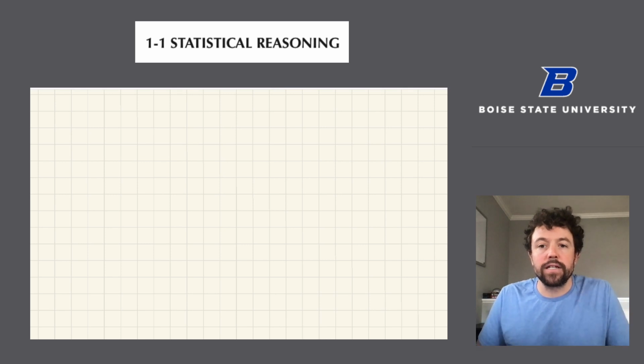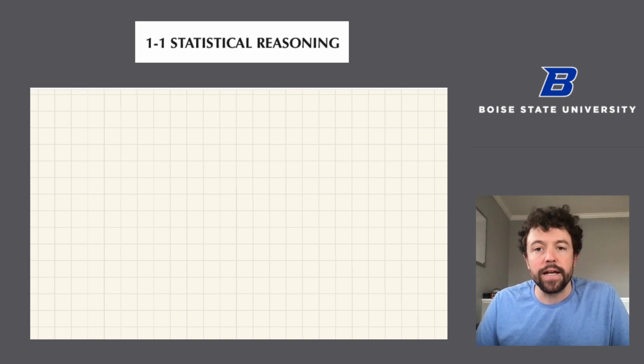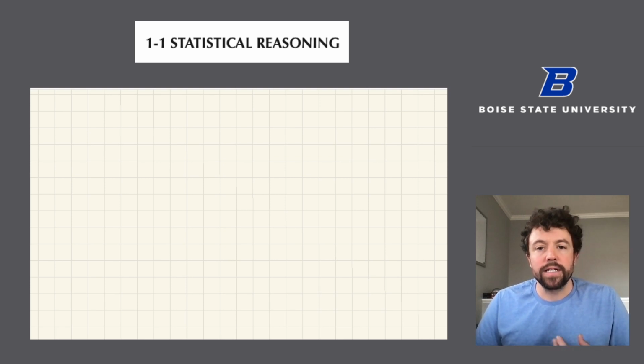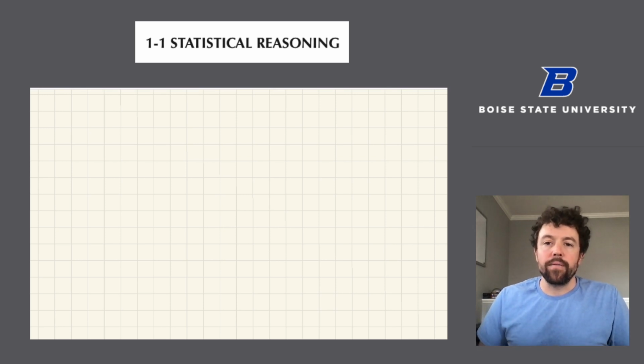The first section, section 1.1, Statistical Reasoning, the overall goal is to give you a sense of what types of questions we're going to be able to answer using the techniques from this course. And the types of questions that we can answer, we refer to as statistical questions because they're questions that require statistics to answer. That is, you can't really definitively answer them in any reasonable fashion. And I want to give you an example of a statistical question.